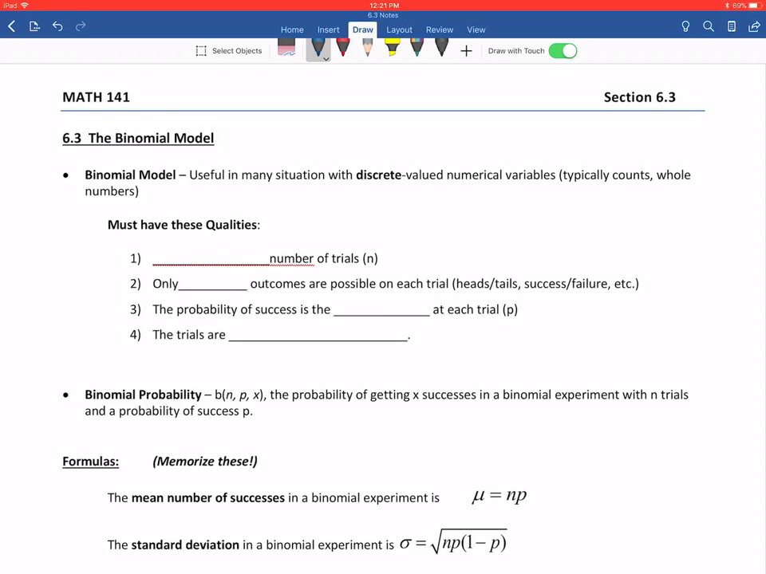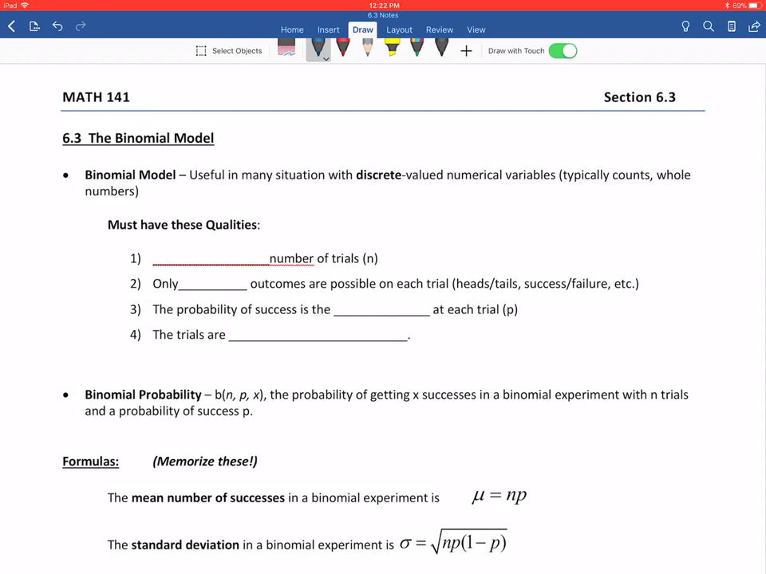Section 6.3, the binomial model. So the binomial model is the model for discrete valued numerical variables. So these are the ones where we have whole number counts. Again, if you think back to 6.1, we defined continuous and discrete. We've talked about the normal model with continuous, and now we're talking about the binomial model for our discrete.